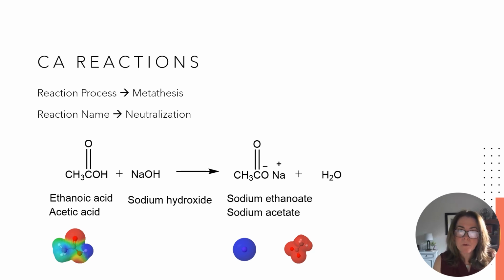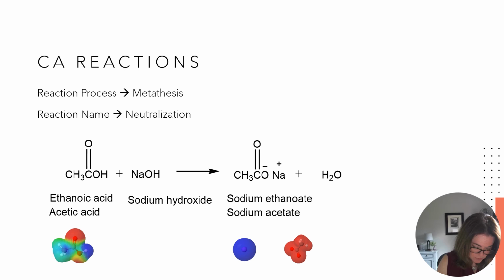And if you can remember back from 1201, we talked about neutralization reactions. We said that these involve an acid reacting with a base to give us a salt, an ionic compound, and water. And that's exactly what we've got going on here. So we are taking ethanoic acid, common name acetic acid, this is vinegar essentially, reacting this with sodium hydroxide.